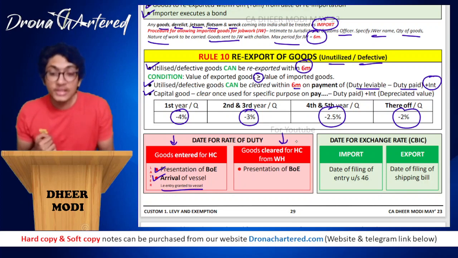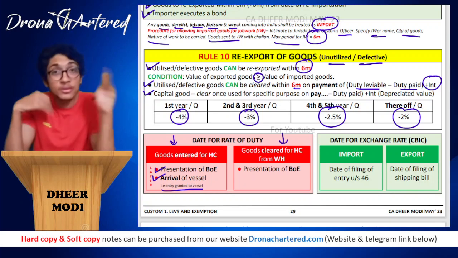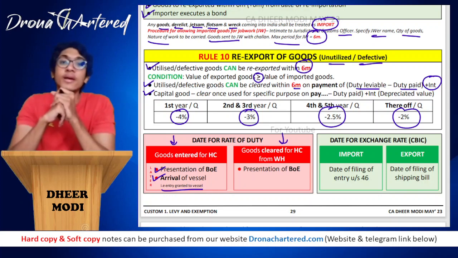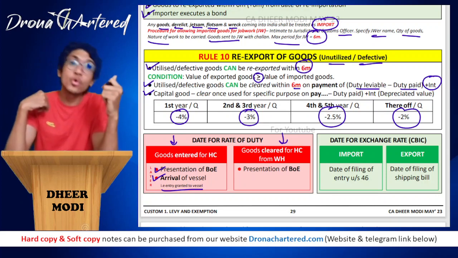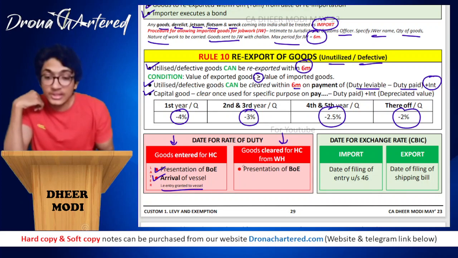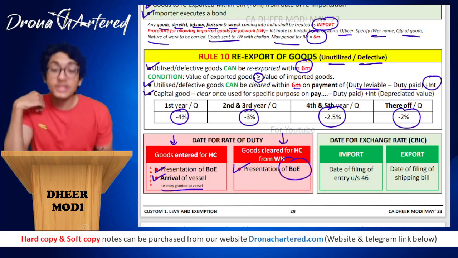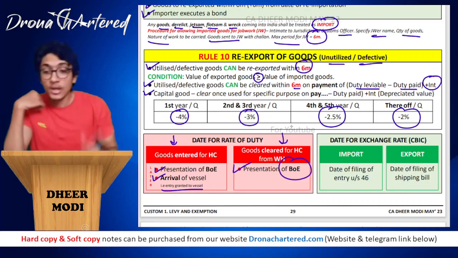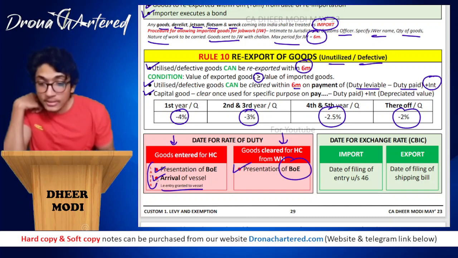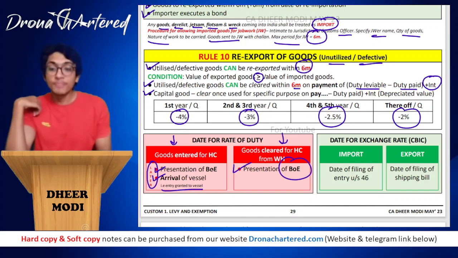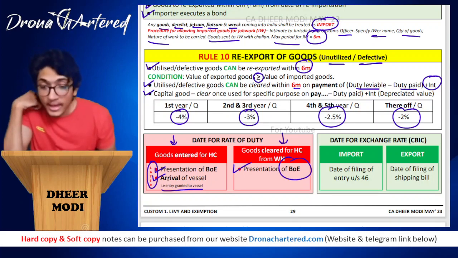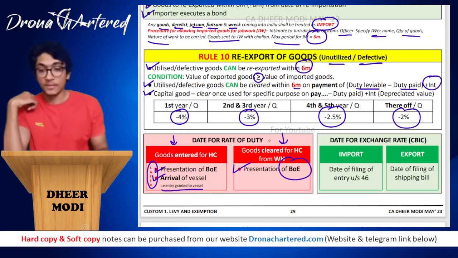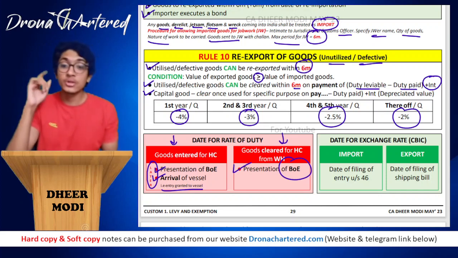If goods have been cleared for home consumption from warehouse, that means goods were first kept in a customs bonded warehouse. No tax was paid, nothing. Now the goods have been cleared for home consumption from the warehouse. In such a case, it will be the date of presentation of your bill of entry. So over here, what you have to remember, it is the later of presentation of bill of entry or arrival of vessel, that is when the entry was granted to the vessel. Okay, this is for your date for rate of duty.